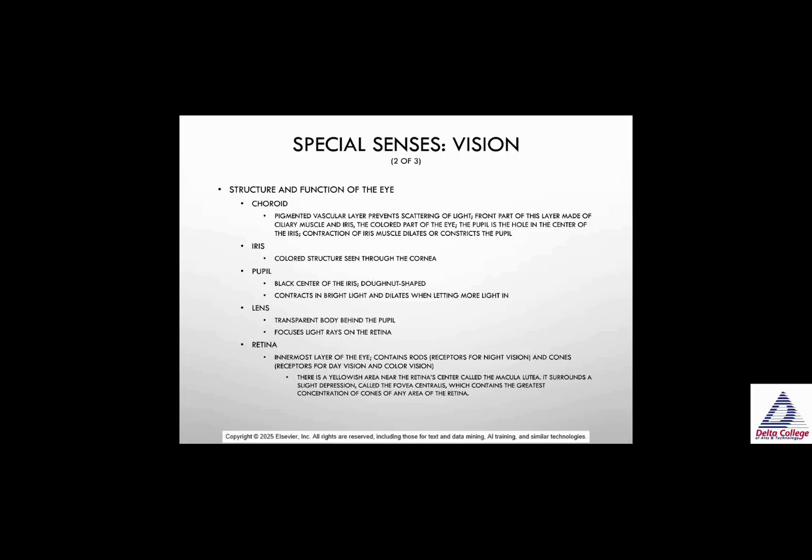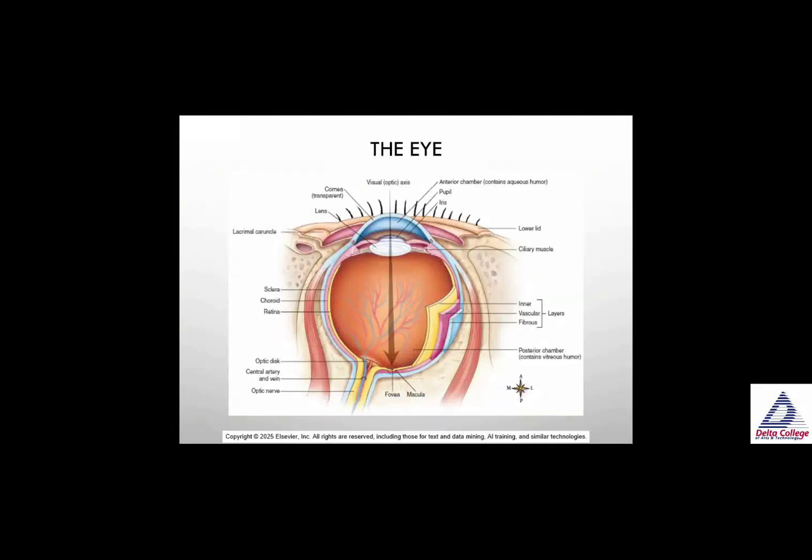There is a yellowish area near the retinal center called the macula lutea. It surrounds a slight depression that we call the fovea centralis, which you need to know. This contains the greatest concentration of cones of any area of the retina. So here you can see all of those areas that we just talked about. And I do recommend that you study this to get an idea of where they're located in the eye.